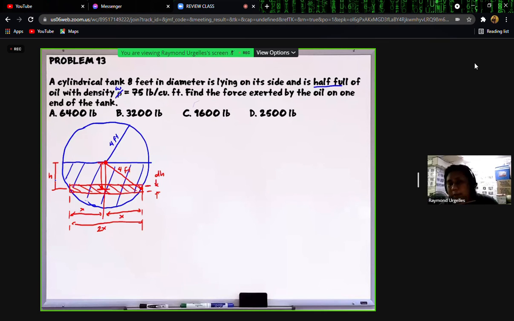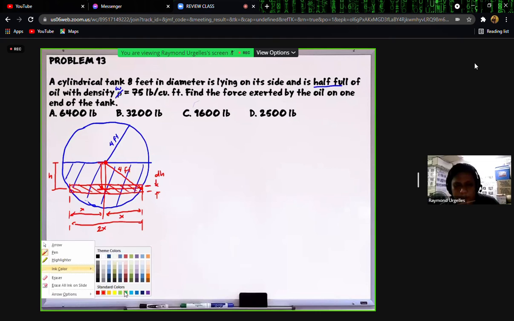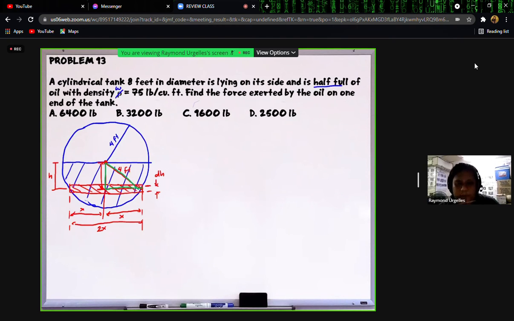And again, from here to here, we know this length to be equal to h. So we will form a right triangle here, and we can use the Pythagorean theorem. So by Pythagorean theorem, we have h squared plus x squared equal to 4 squared.